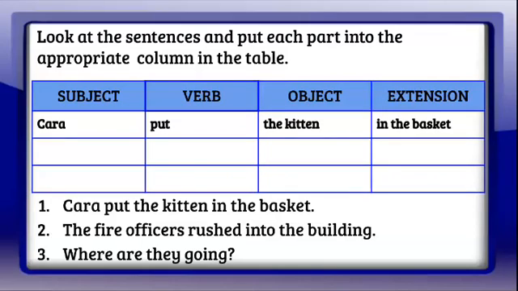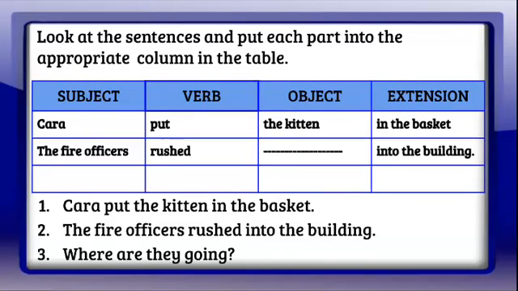Sentence number 1. Kara, subject, verb, put, our object of the sentence, the kitten, extension, in the basket. So Kara, who, what did she do? Put, the action. The action was done on the kitten, and the extension, where? In the basket.